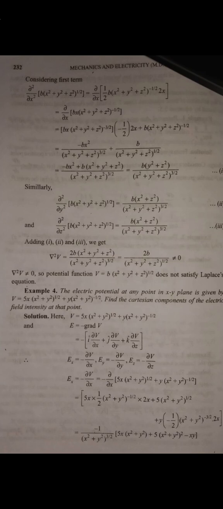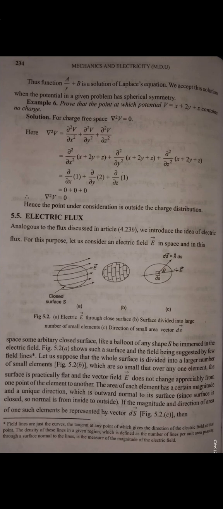So there are some more examples which are discussed later. So now we are going to discuss electric flux. Analogous to the flux discussed in Article 4.3.2b, we introduced the idea of electric flux. For this purpose, let us consider an electric field E vector in space, and in this space some arbitrary closed surface, like a balloon of any shape S, be immersed in the electric field.